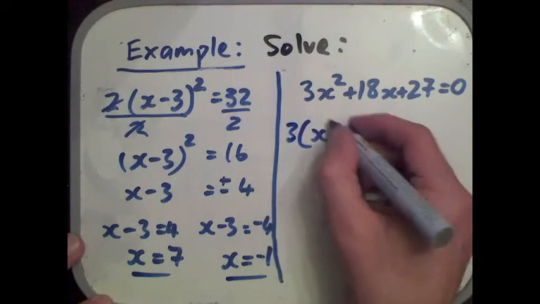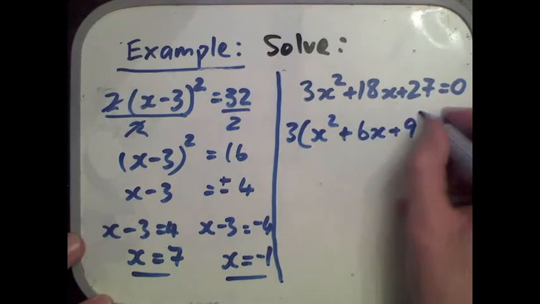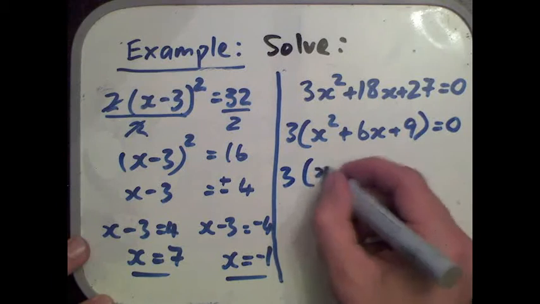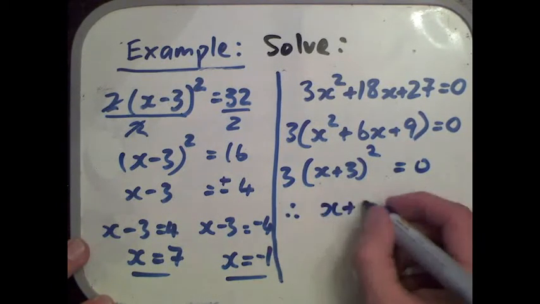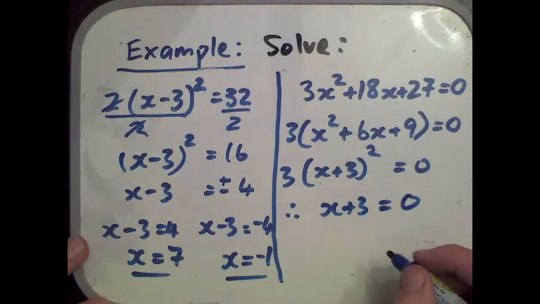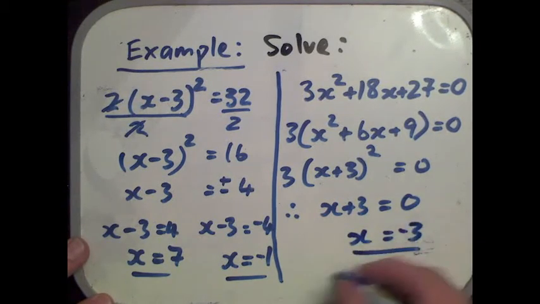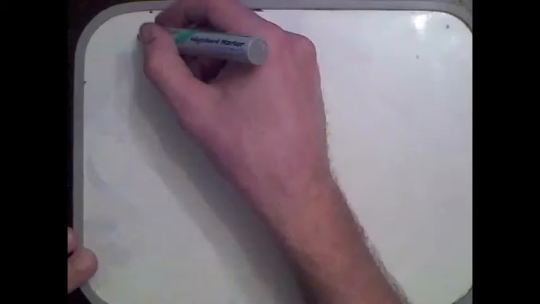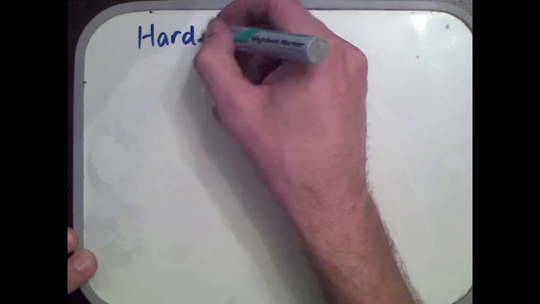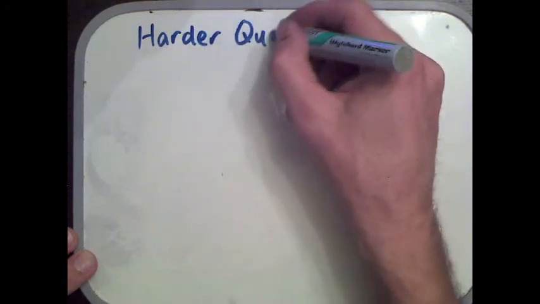So right hand side, let's look at a factor. Let's pull the common factor of 3 out there. And then we factorise what's inside our bracket to get x plus 3 to the power of 2. And then we solve. X plus 3 must equal 0, and there's our one solution, x equals negative 3. Great example, perfect square there. Alright, let's look at some harder questions.